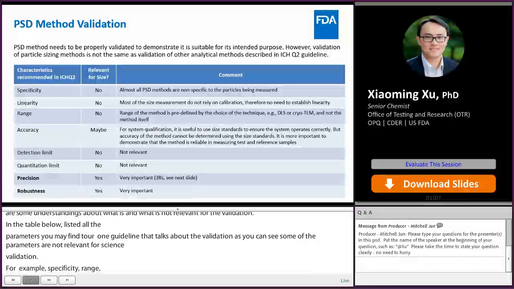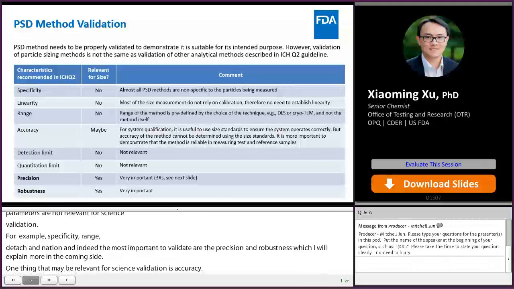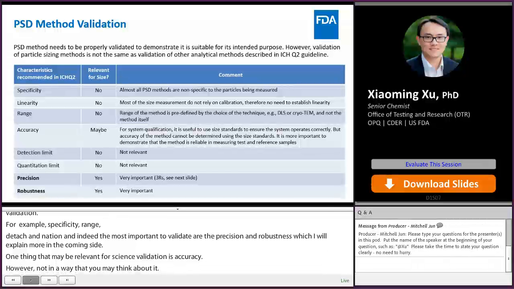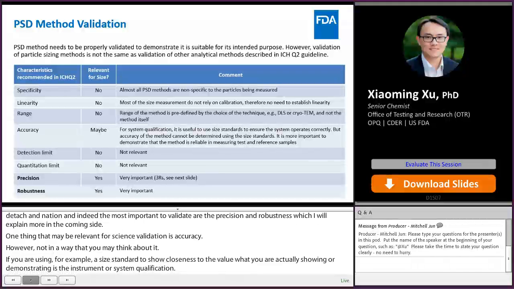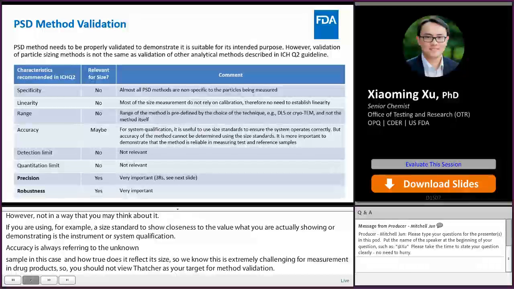One thing that may be relevant for size validation is accuracy, however, not in the way that you may think about it. If you are using, for example, a NIST size standard to show closeness to the known value, what you are actually demonstrating is the instrument or system qualification. Accuracy is always referring to the unknown sample, in this case your actual sample, and how true your measurement is to reflect its size. So we know this is extremely challenging for measurement in a drug product, so you shouldn't view that as your target for method validation. So long story short, it is okay to use NIST size standard in your validation study, but understand that what it provides is the qualification of your system, not necessarily the accuracy.